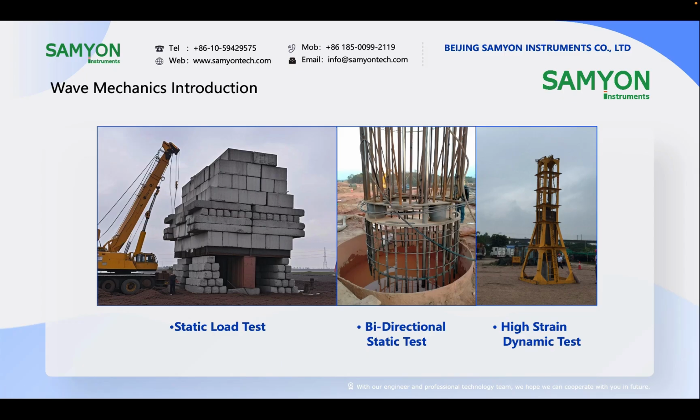Static load test, I believe everyone is very familiar with. Usually we can use kentledge or we can use anchor piles to test the pile capacity. But for the bidirectional static load test, usually we put the jack inside the pile somewhere and push the pile in two directions. So it's called the bidirectional static load test. It is only used for bored piles, and usually for piles with very high capacity where we cannot use the traditional static load test. And the last one is the one that we are going to talk about today. It's the high strength dynamic load test.